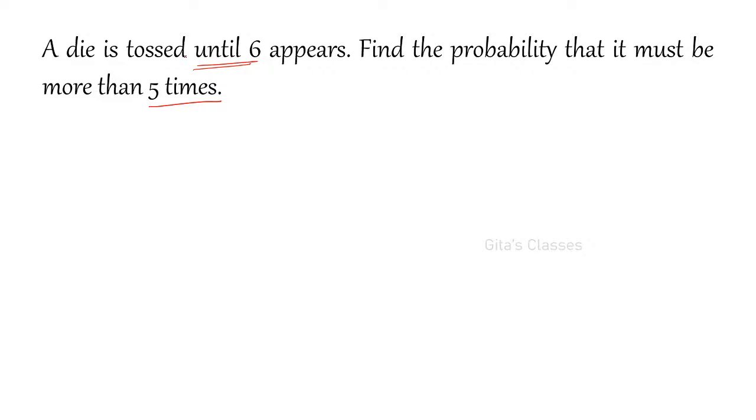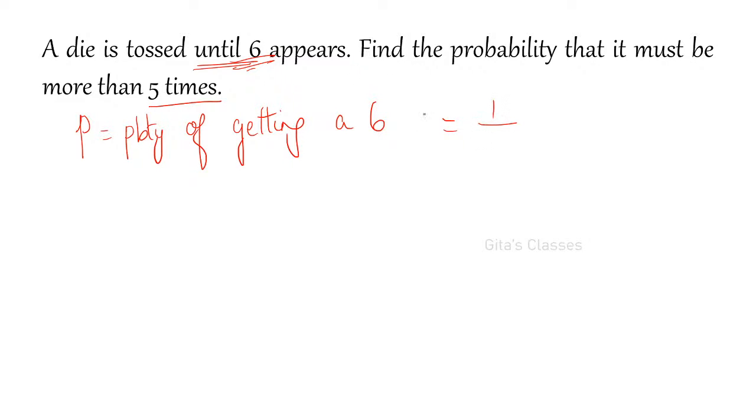Okay, so now a die is tossed until 6 appears. Find the probability that it must be more than 5 times. So our success is 6, right? So small p is the probability of getting a 6. What is the probability of getting a 6 when you throw one die?